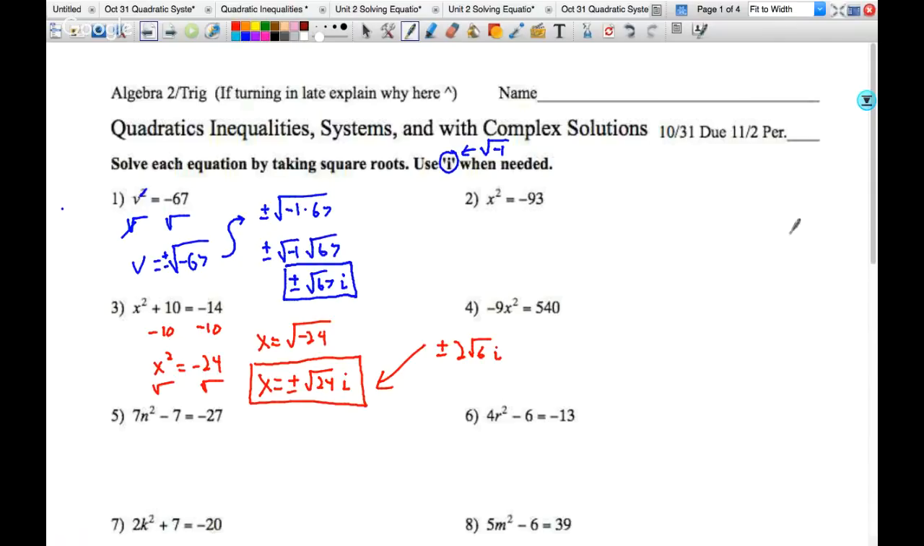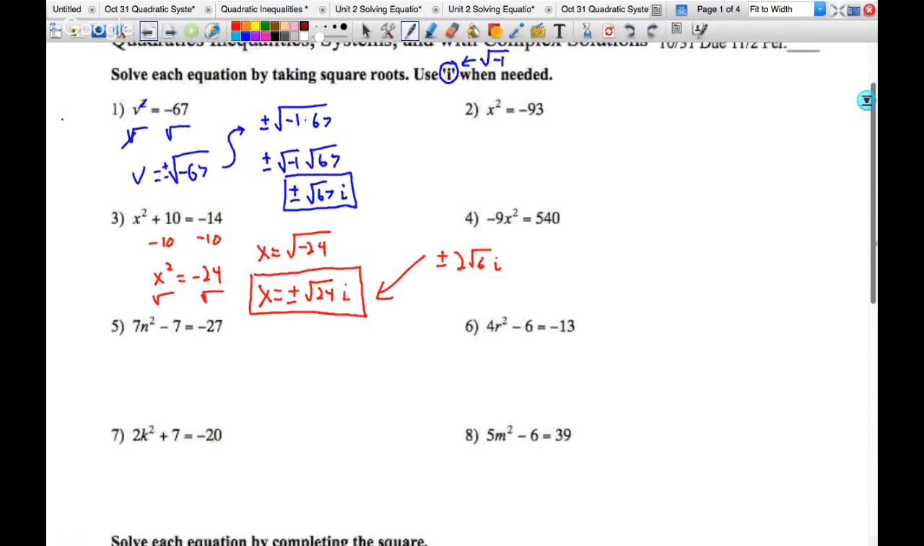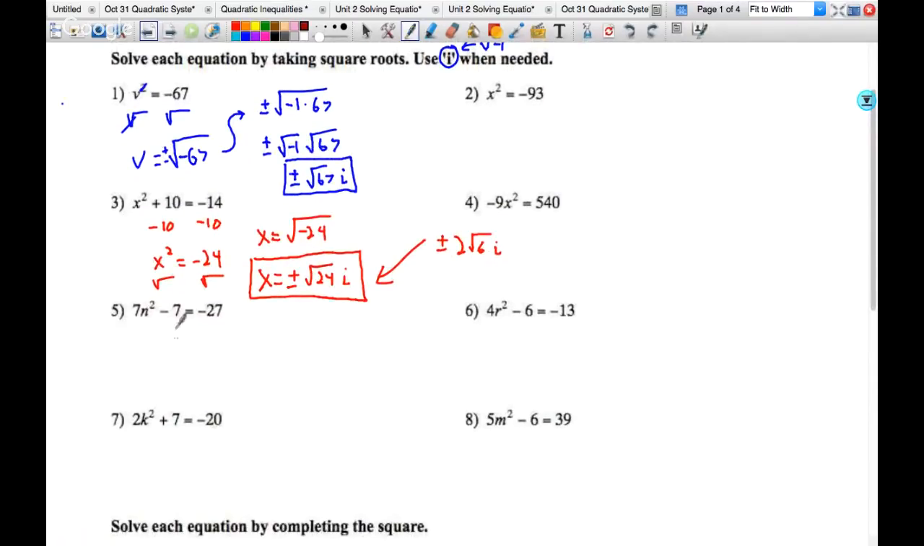Number 5, no b value, so I know I can solve by taking square roots. I'm going to move everything away from my variable. I'm going to do that by adding 7 to both sides to start. Moves this number away from the variable. Now I've got 7n squared equals negative 20. I'm going to divide both sides by 7. That gives me n squared equals negative 20 over 7.